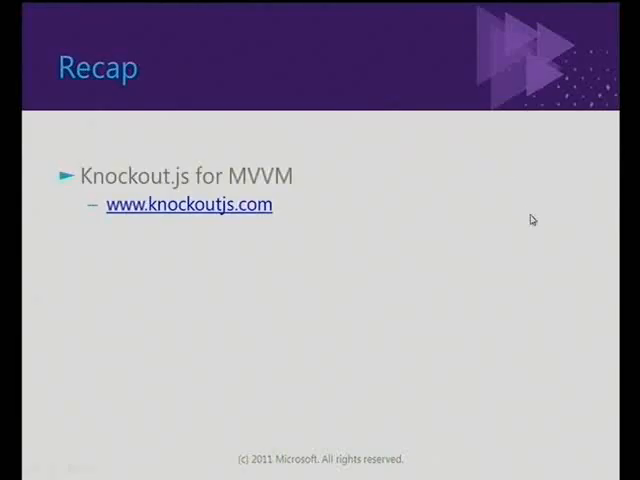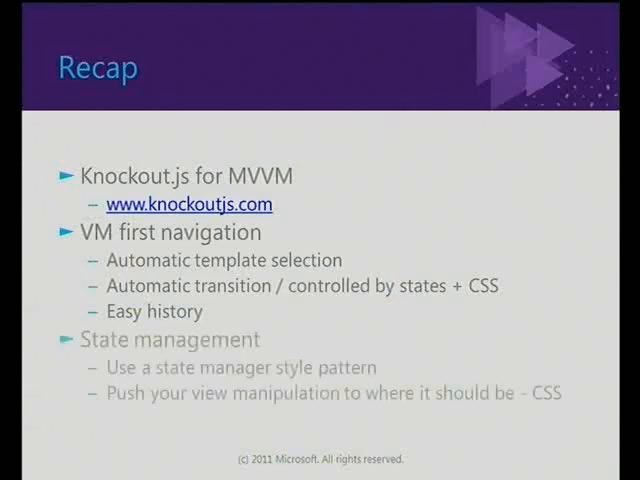Okay, so I did promise that I'd put those links up again just before we finish up. Knockout.js, check it out. View model first navigation, automate template selection, so that you don't have to do extra work to find all that stuff. Managed transitions are also very important, making sure developers can add things to your project without having to figure out how to do all the other things the designers have done. And also easy history management, back and forward navigation, things like that.